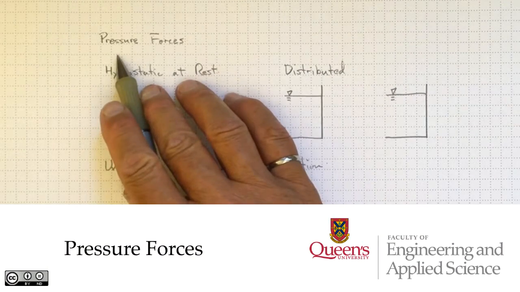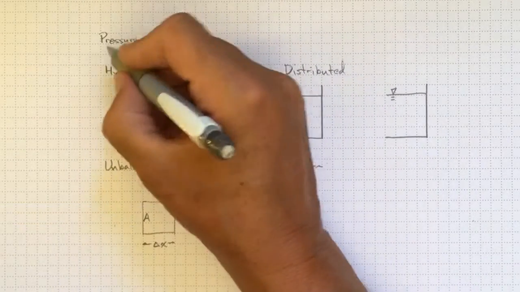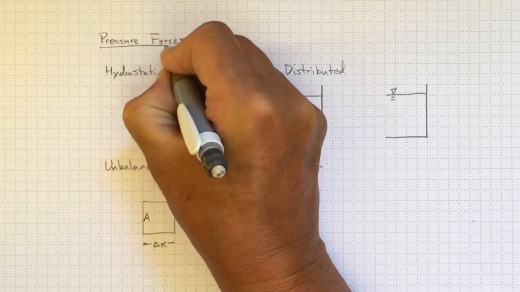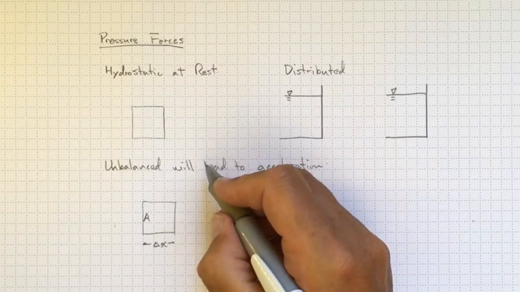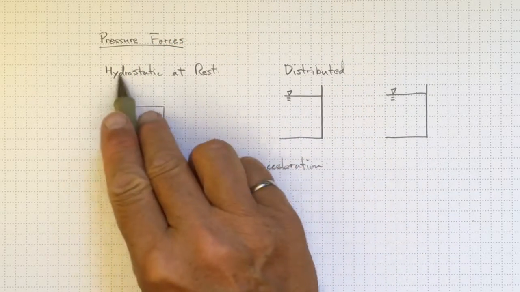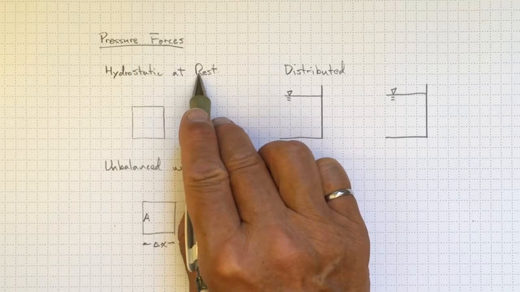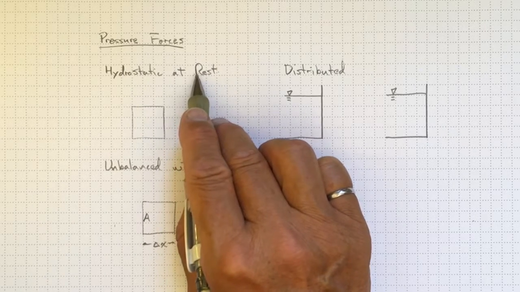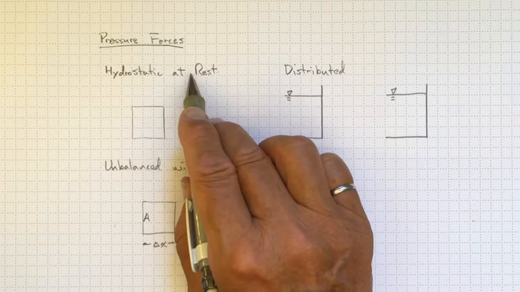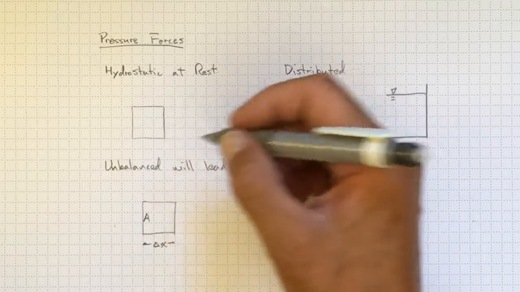Pressure forces are the P in VPIGs. So we need to almost always think about forces due to pressure in our flows. Fluids are hydrostatic at rest. That means that the pressure forces must balance with gravity if the fluid isn't going to go anywhere.